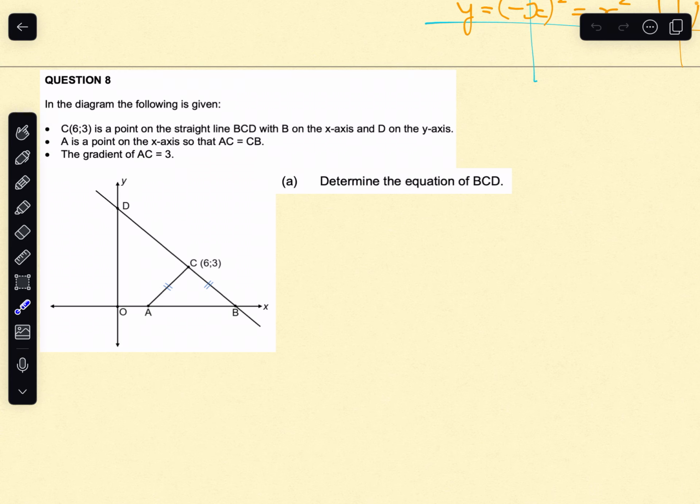A is a point on the x-axis so that AC is equal to CB. So we've got an isosceles triangle going on here. The gradient of AC is 3. So I'm just going to make a note for myself here that m is equal to 3.